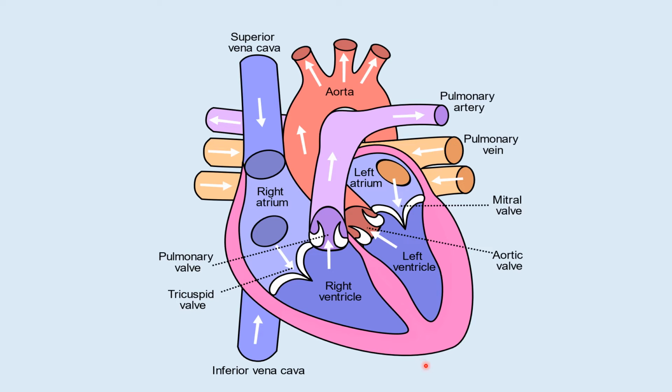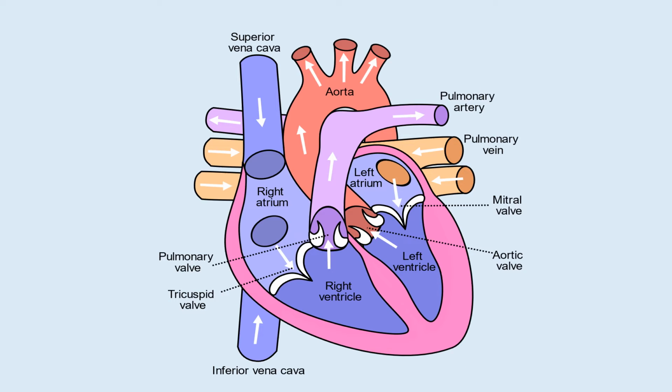The heart, as you can see, is conical in shape. The lowermost portion of the heart is called the apex of the heart, and the uppermost portion is called the base of the heart. We have the right atrium, right ventricle, and the left ventricle.